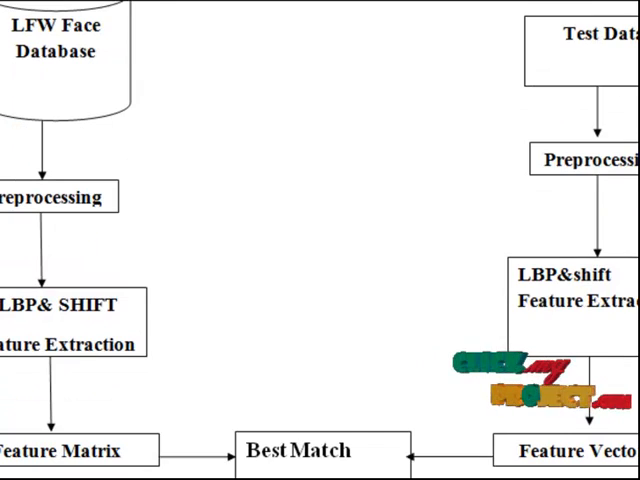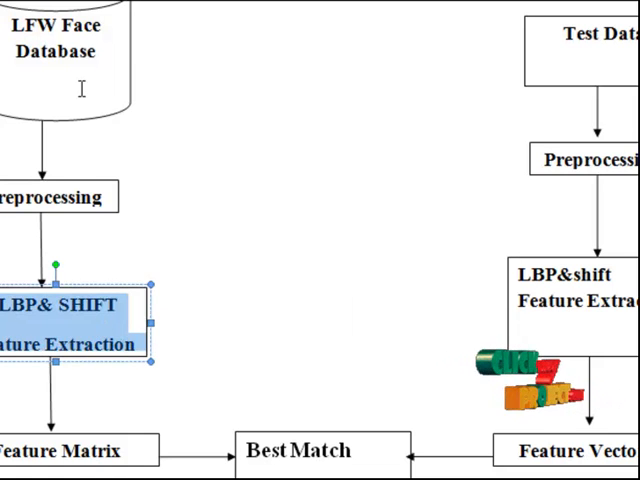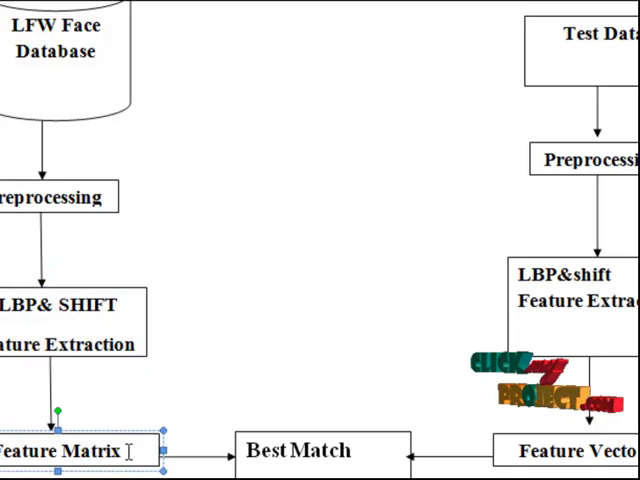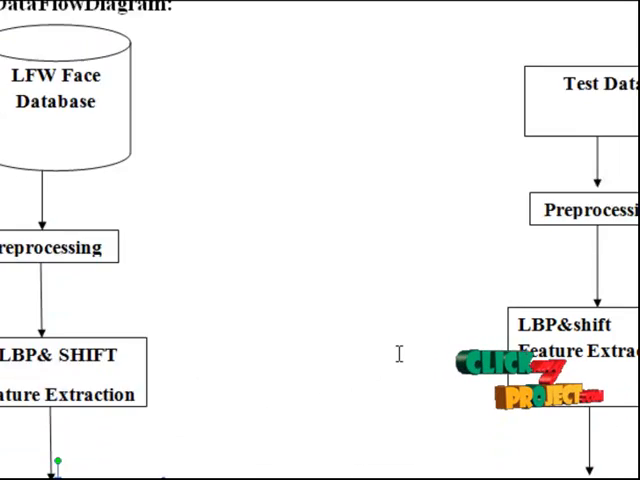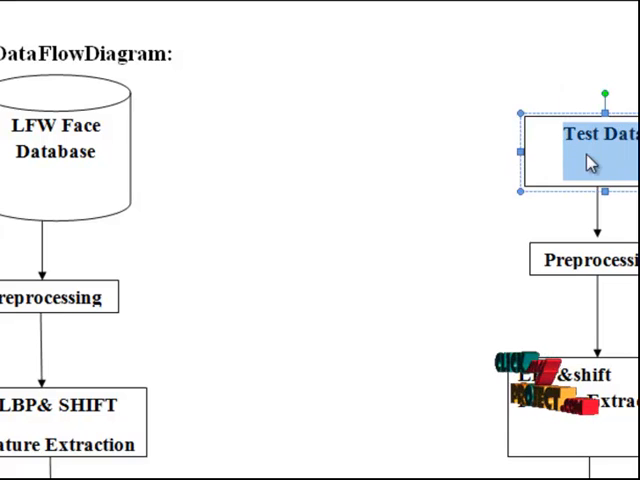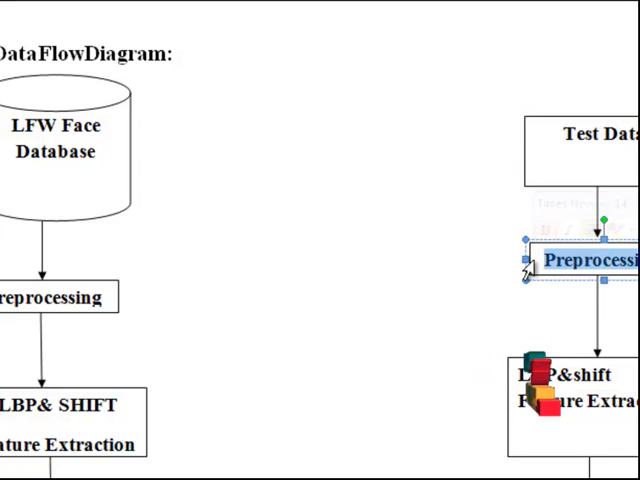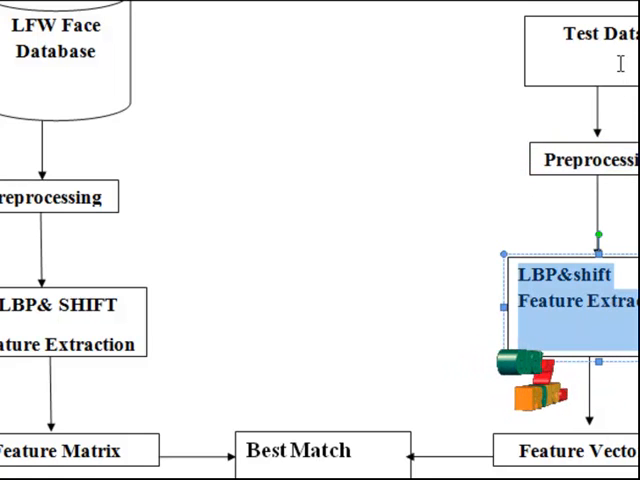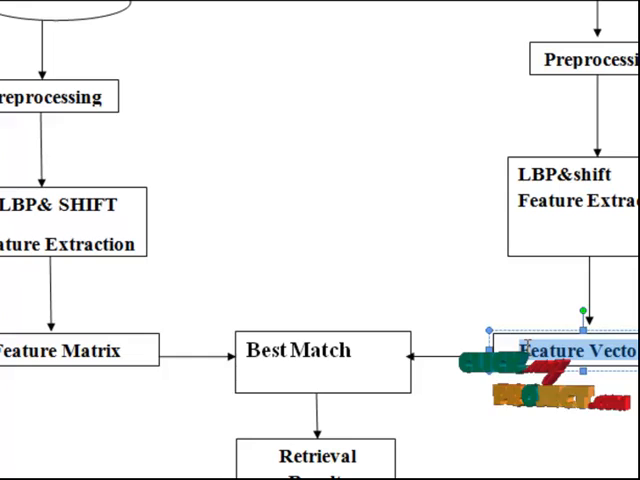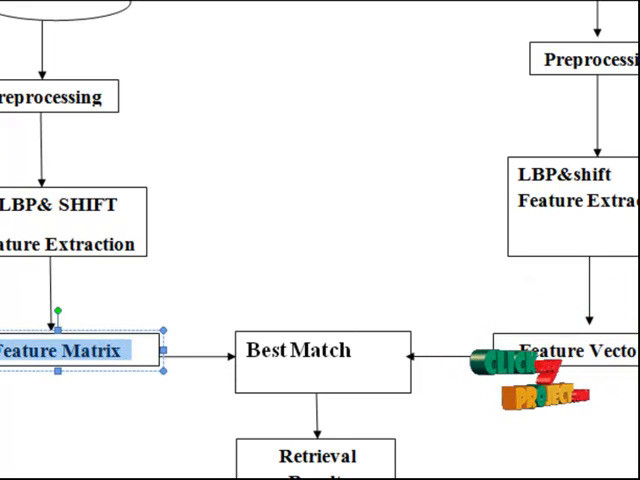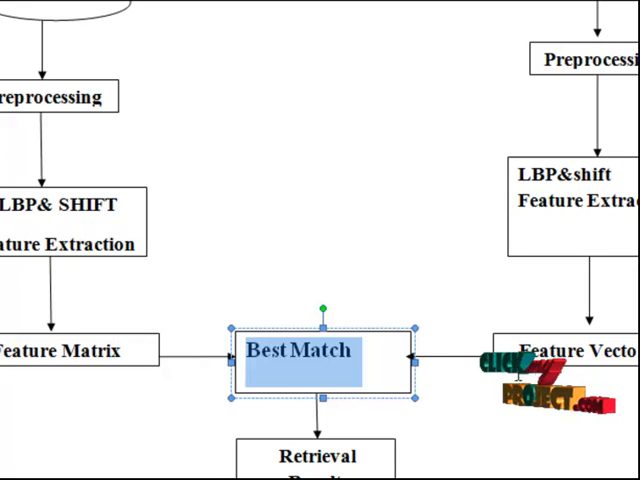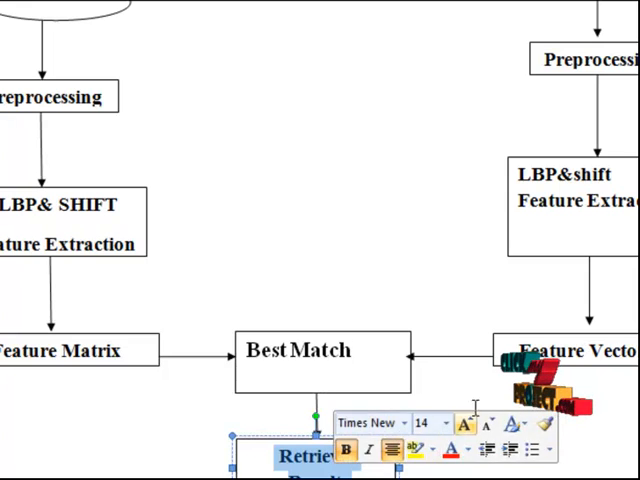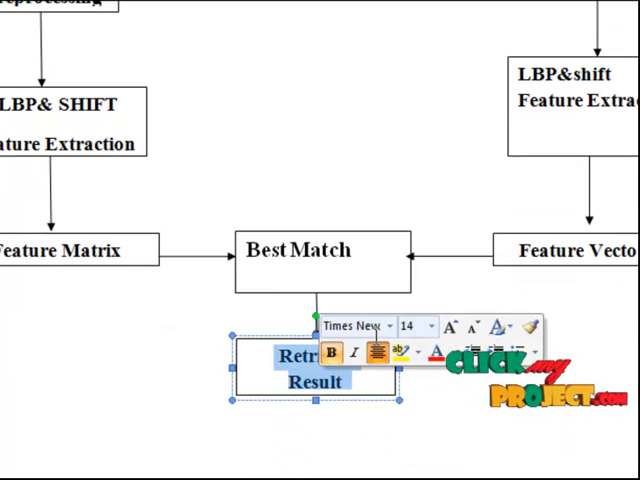The next step is that LBP and SIFT features are extracted for all the images in our database, and then we construct the feature matrix. Likewise, we load our test data, any one image of the LFW dataset, and in pre-processing the noises are removed. Then LBP and SIFT features are extracted for the test image, the feature vector is constructed and matched here. Most of the images are matched, and finally we retrieve very accurate results.